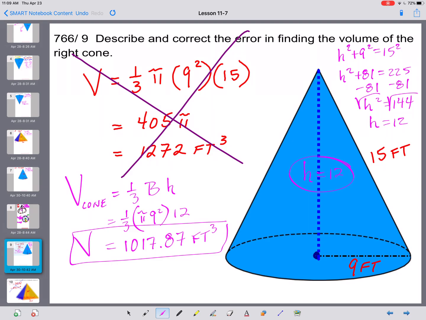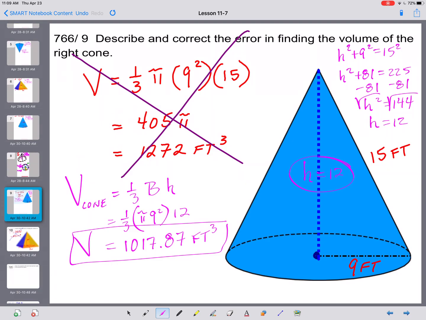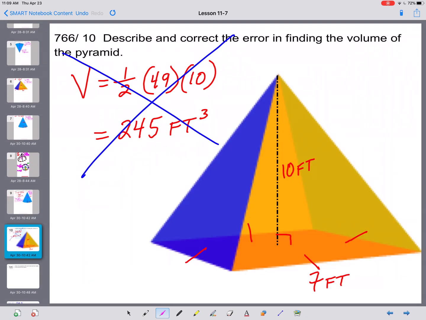Okay, here we go. Let's go to problem 10. Again, they made a mistake. They want us to find their mistake. What did they do wrong? This is the volume of a pyramid. What did they do wrong? Yeah, they didn't use the right formula, that's for sure. They did not look at their formula sheet. Volume of a pyramid is 1/3 base area times height. They didn't use 1/3, they used something else. Here we go. 1/3 base area.